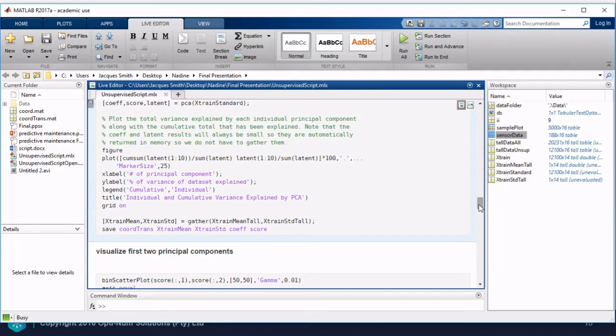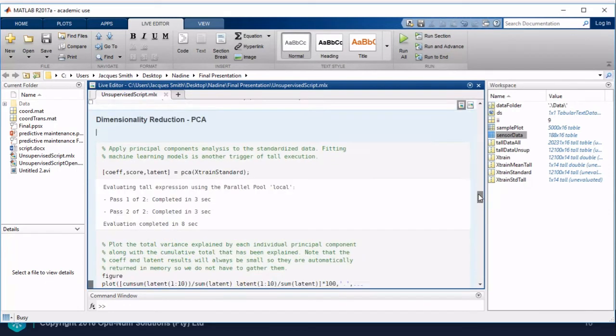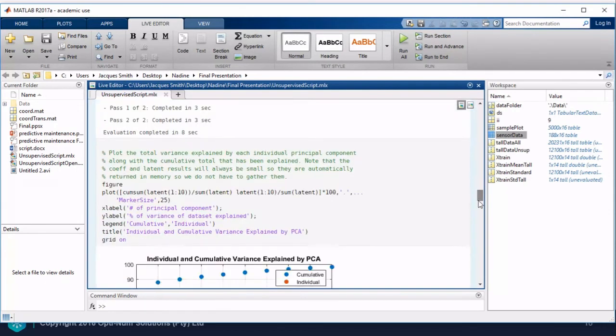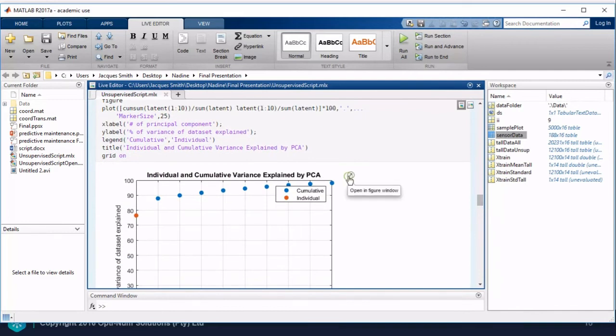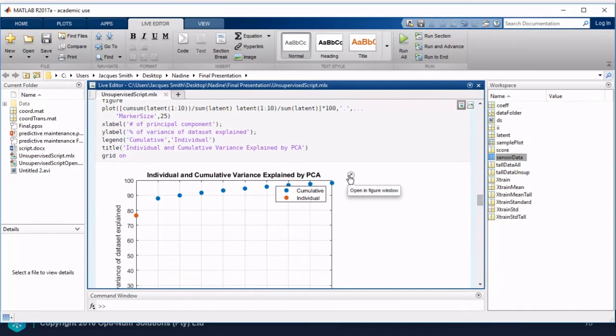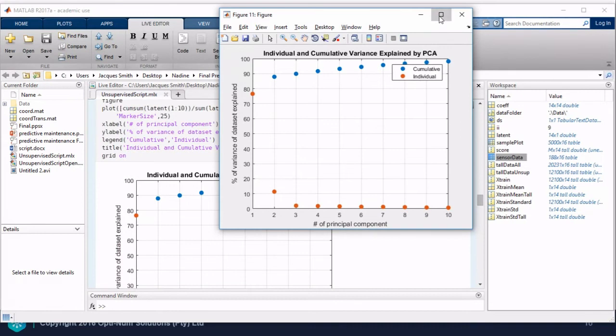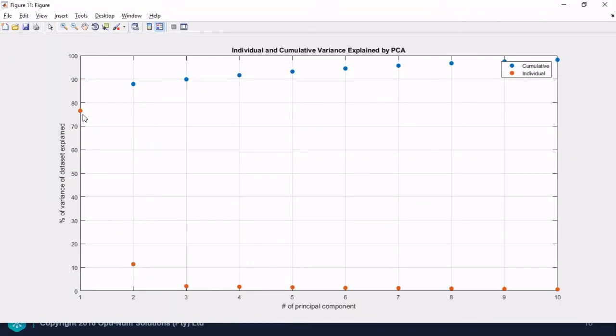Here MATLAB also draws up a plot of the principal components and how much of the data can be explained by each principal component. So here we can see that if we use the first principal component, almost 80% of the data can be explained. If we use the second principal component, just above 10% of the data can be explained. Now this decreases for the higher principal components.